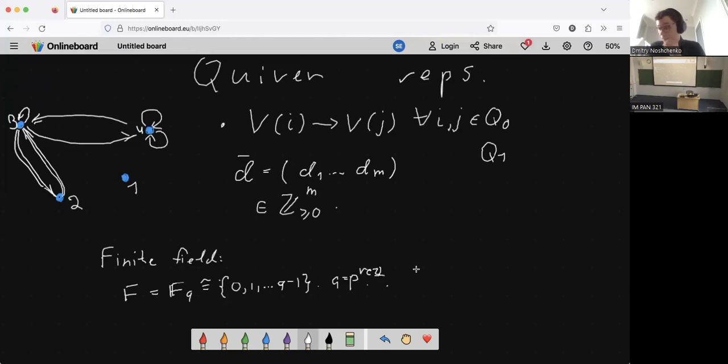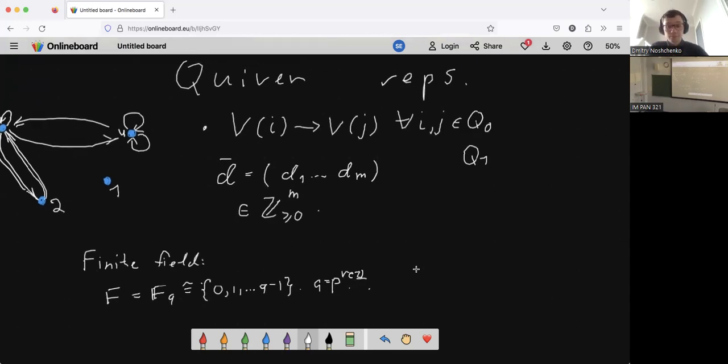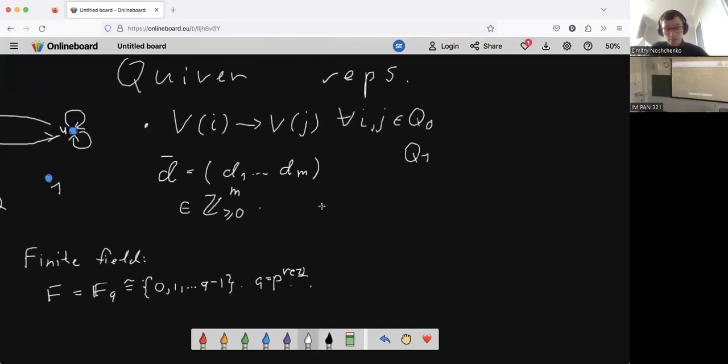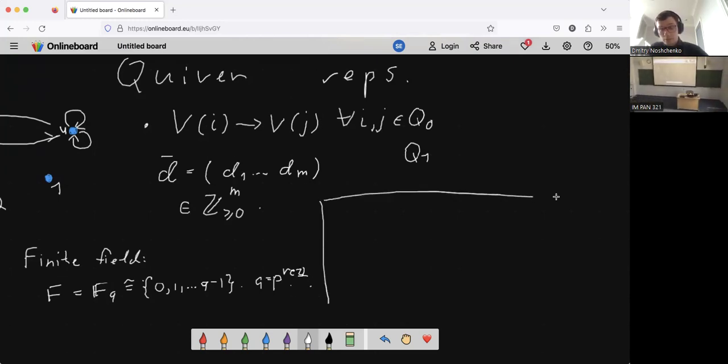Yeah, and so now, given that, basically we can study a representation space. So the next thing we consider is a representation space.